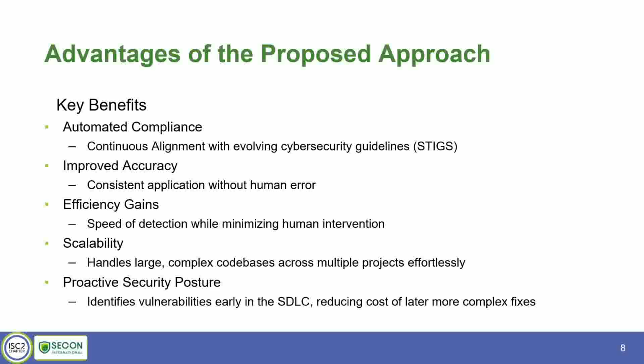Next, automation dramatically improves accuracy. Human error, which is often a factor in missed vulnerabilities, is minimized. Every piece of code is reviewed consistently and comprehensively. Efficiency is another major advantage.